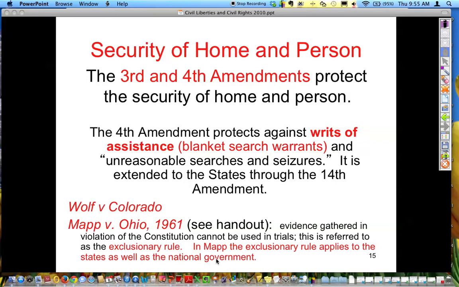Now, there are exceptions to the rule. There's what we call the good faith rule, that sometimes something is taken unreasonably, but the police thought they were doing it in good faith. They might have had the wrong address, or there was human error in writing down something, and sometimes the court will give a good faith exception to that.